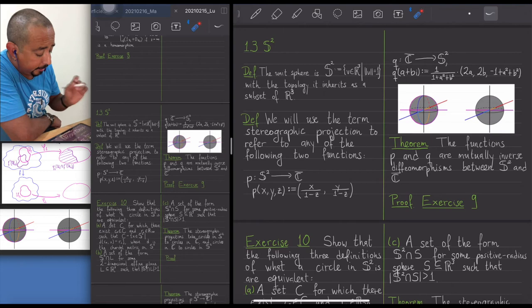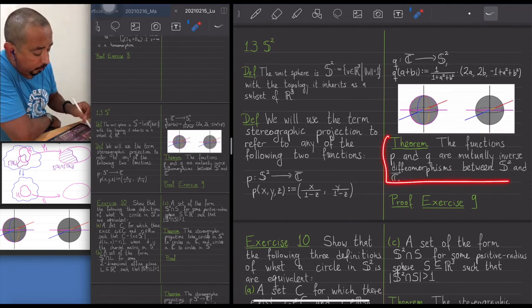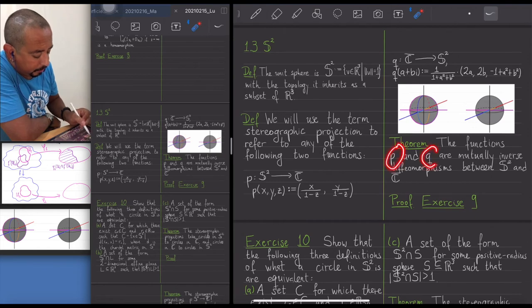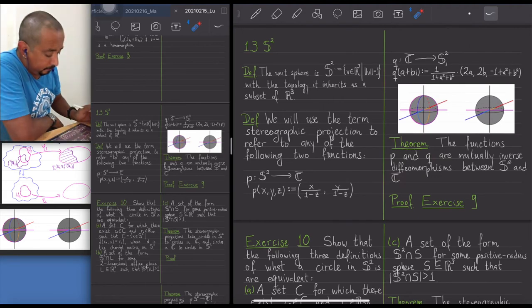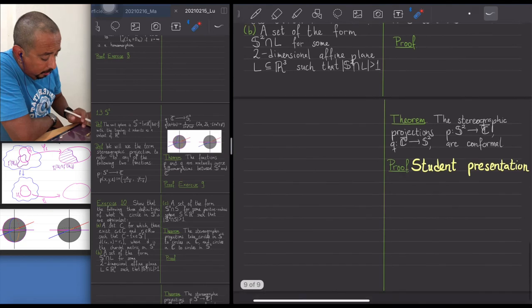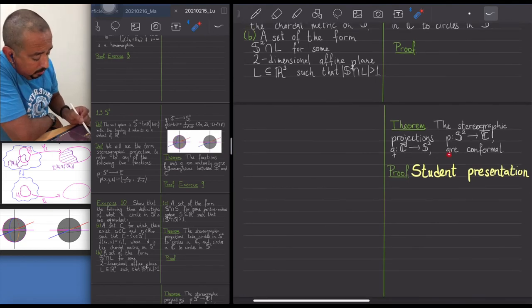Before moving on, let me say that I think one possible topic for student presentation would be a refinement of this theorem. So this theorem, whose proof is an exercise, says that the stereographic projections are diffeomorphisms, right? Mutually inverse, but showing that they are mutually inverse is quite easy. Okay. Right. Well, I would like some student to make a presentation showing that they are actually conformal.